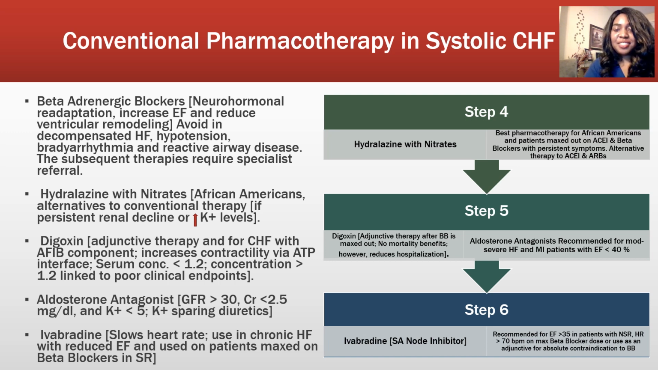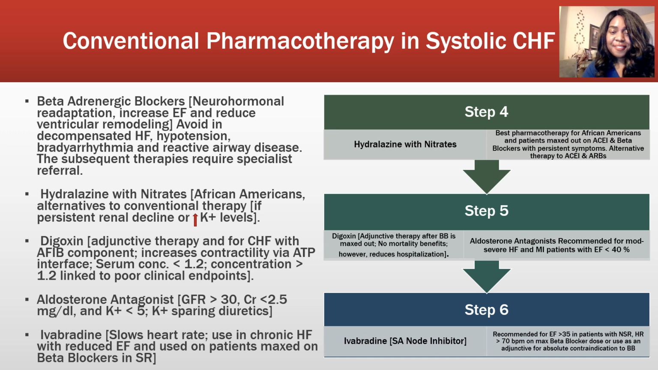Stepwise approach. Step 4. Hydralazine with nitrates. Best pharmacotherapy for African Americans and for patients maxed out on ACE inhibitor and beta blockers with persistent symptoms. Can also be an alternative therapy to ACE or ARBs. That is, if there are contraindications to those therapies.